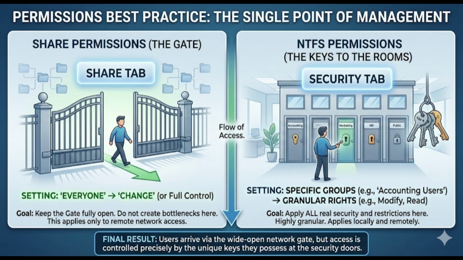To keep things simple, follow the best practice used by the pros. 1. Open the front gate wide. Set your share permissions to everyone with a change permission. This ensures the gate never becomes a bottleneck. 2. Manage the security keys. Do all your actual locking and unlocking under the Security tab. This gives you a single place to manage everything. If a friend or coworker can't get into a file, you know exactly which tab to check.